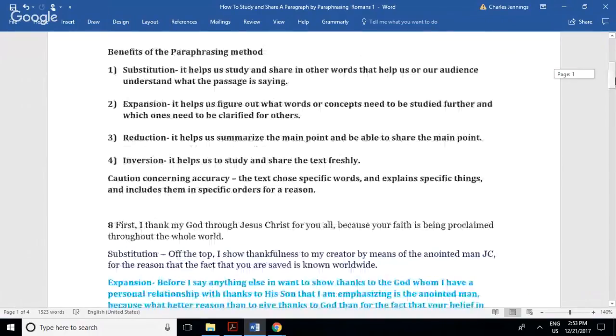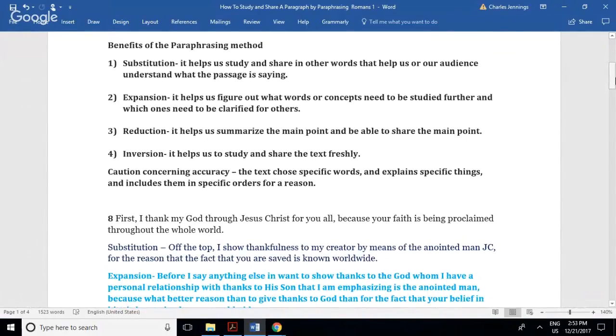Now, there are some benefits of this paraphrasing method. For example, substitution, using one word for another, helps us study and share what the passage is talking about, which will help our audience understand what the passage is saying. For the expansion method, where you're trying to clarify or expound on the concepts and words needed, this helps us understand what words we need to study further and which words we need to clarify to others. Reduction is where we summarize the main point, for ourselves to understand the passage and to be able to share it with other people. And inversion is where you move things around, and it helps keep the study fresh. So you see how these fit in with the mission statement of the Layman Seminary: teaching Christians how to study and share the Bible with others.